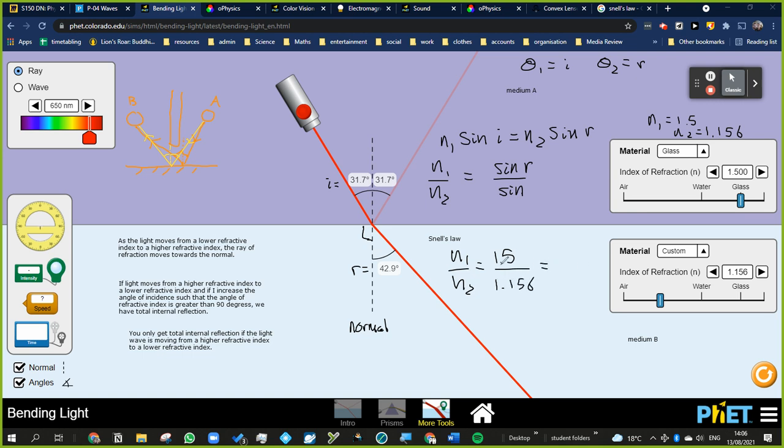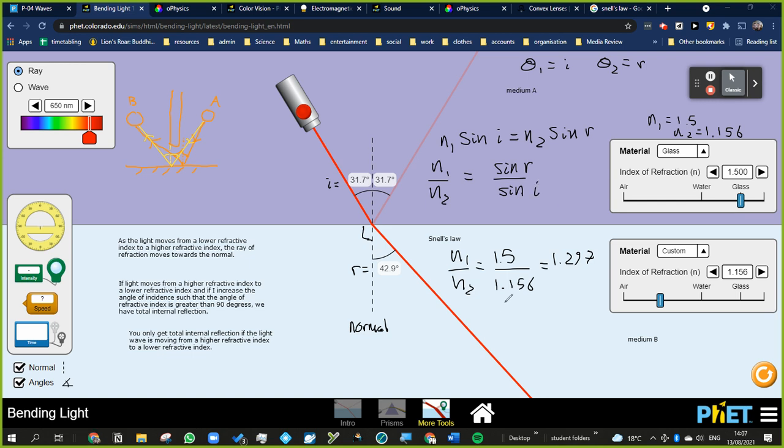And then we're going to say that n1 over n2 is equal to, well, n1 is 1.5 and n2 is 1.156. So do you want to just quickly do that on your calculator and get an answer for me? So 1.5 divided by 1.156. I hope I've not made a mistake here. It's getting a bit complicated now, but let's hope. 1.297.